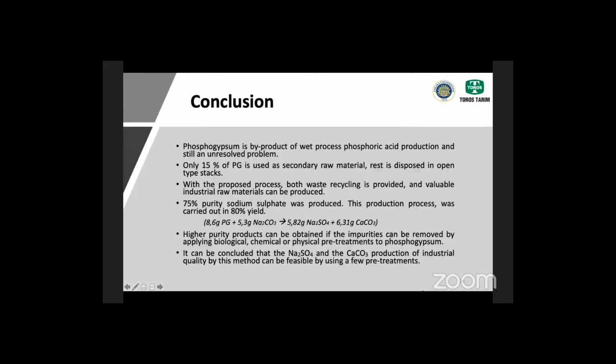In summary of the whole study, phosphogypsum is a byproduct of wet process phosphoric acid production and still an unresolved problem. Only 50% of PG is used as a secondary raw material; the rest is disposed of in open type stacks. With the proposed process, both waste recycling is provided and valuable industrial raw materials can be produced. 75% purity sodium sulfate is produced. Higher purity products can be obtained if the impurities can be removed by applying biological, chemical, or physical pretreatment to phosphogypsum.